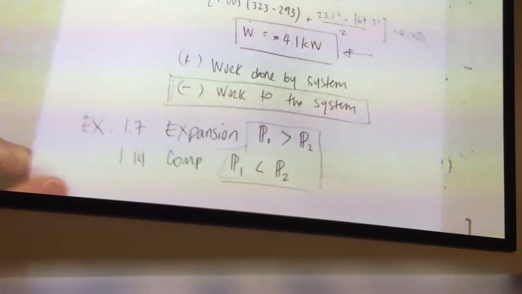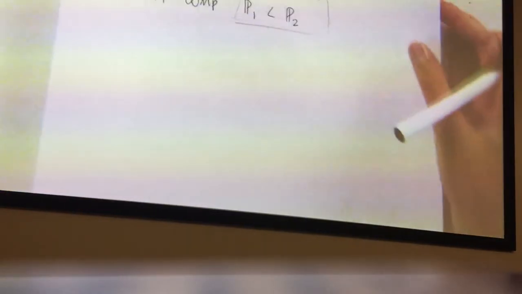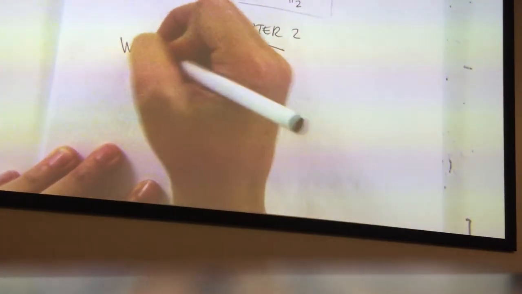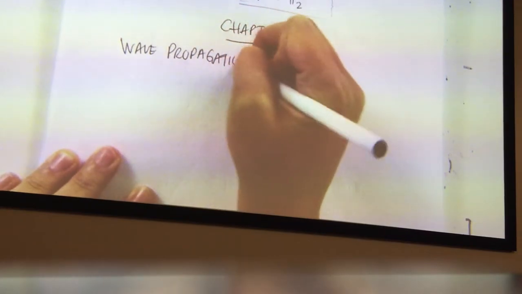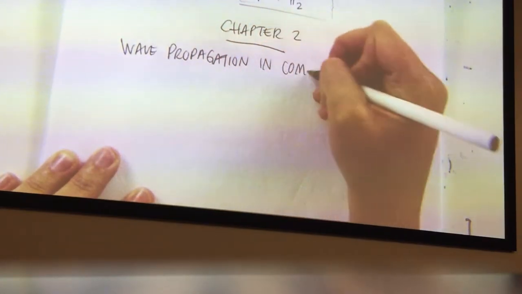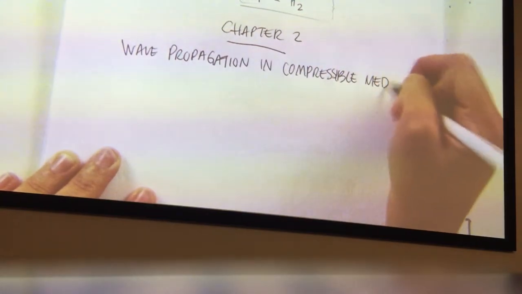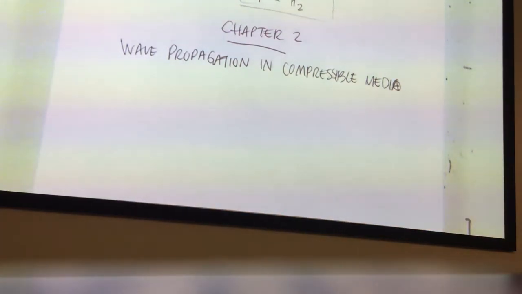Okay, so that's the end of chapter 1. We can start talking now about chapter 2. Chapter 2 is a little bit more theoretical, about what goes on in an isentropic flow. This is chapter 2, and it is called wave propagation in a compressible medium. It's really how flow is going to move as we go across a compressible medium, or what happens.